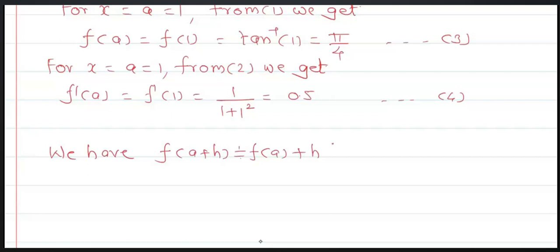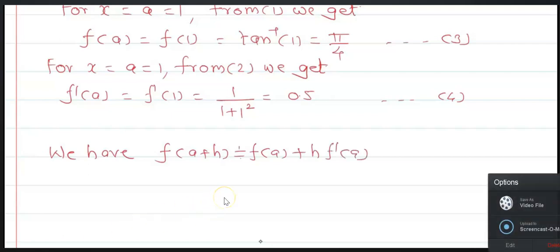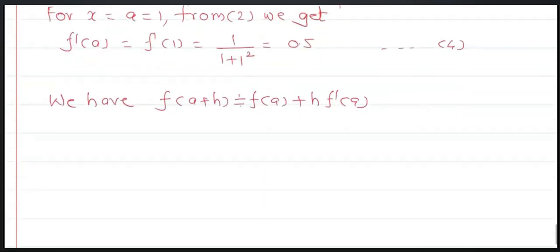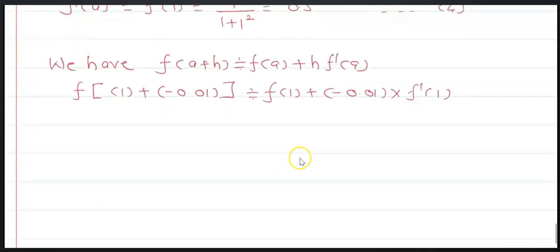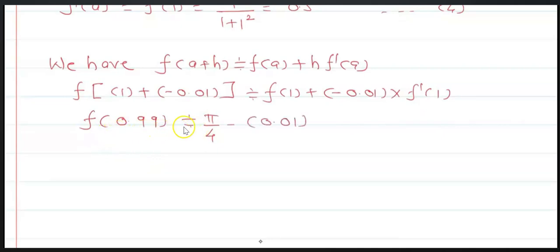Therefore, this is the formula. Every time we require this formula and we want to substitute the values of f of a, h, f dash of a, then we will get the answer. f of a plus h is approximately equal to f of a plus h into f dash of a. Now what is the value of a? a is 1, h is minus 0.01. Therefore that is approximately f of 1 plus (minus 0.01) into f dash of 1. And that's why f of 0.99 is approximately equal to pi by 4 minus 0.01 into 0.5.